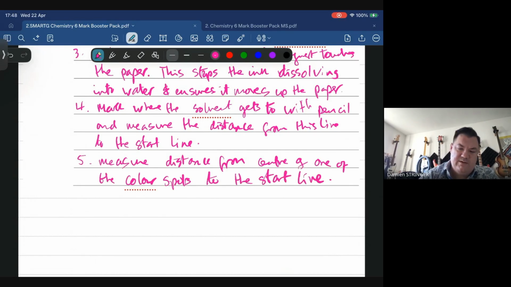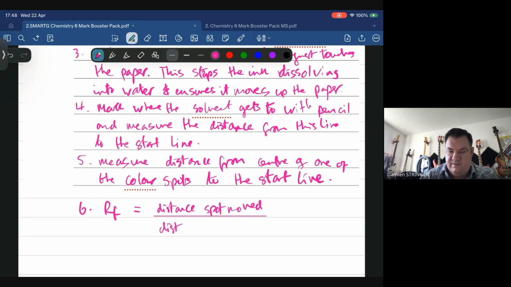So once we've done that, we have to work out RF value. So I just use the equation RF equals distance spot moved divided by distance solvent moved.